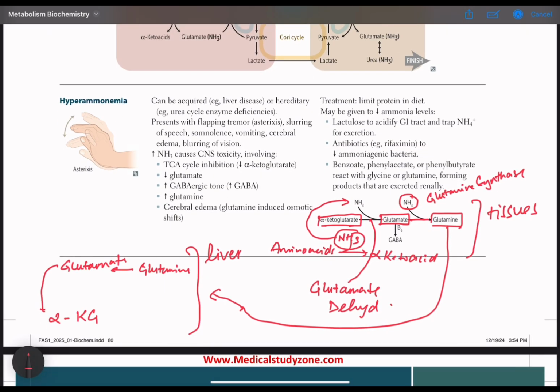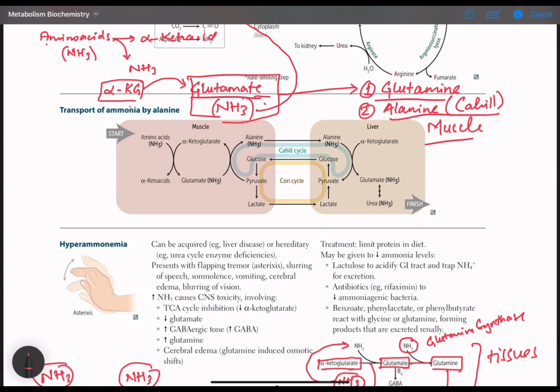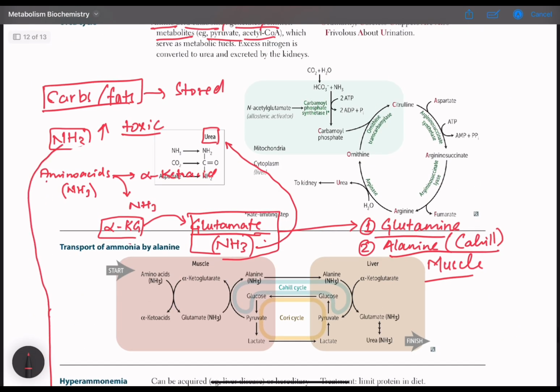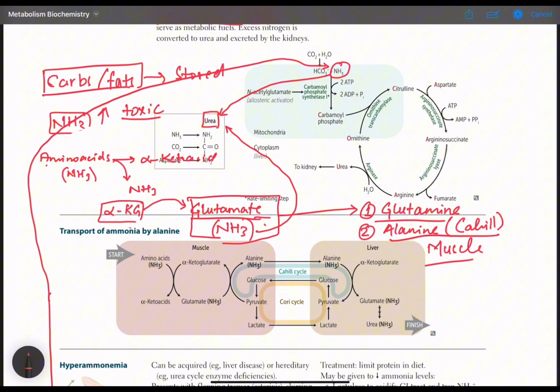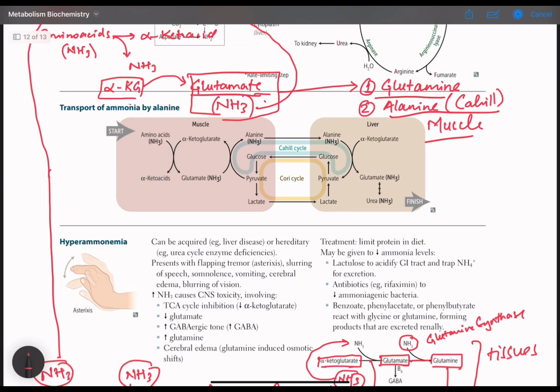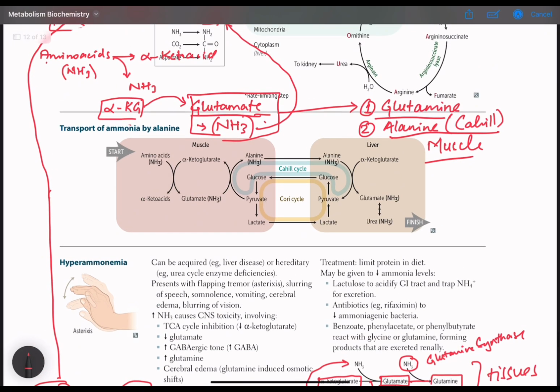Glutamine is converted into glutamate by the enzyme glutaminase, and by doing so an amino group is released. Same when glutamate is converted into alpha ketoglutarate by glutamate dehydrogenase, an amino group is released. These amino groups can then enter the urea cycle, where they are converted into urea. The second method of transfer of glutamate's amino group is by alanine.